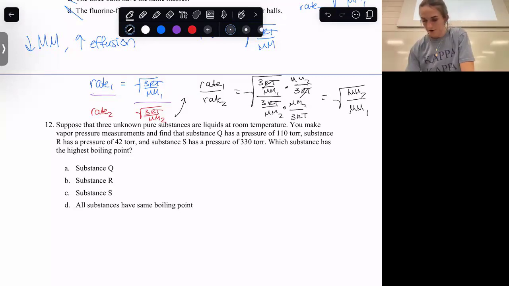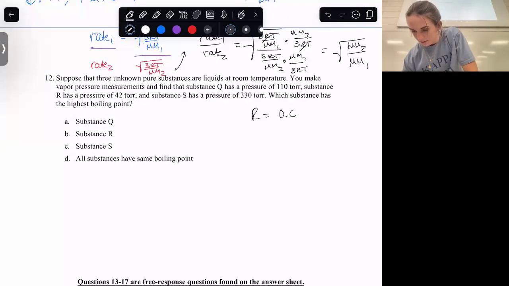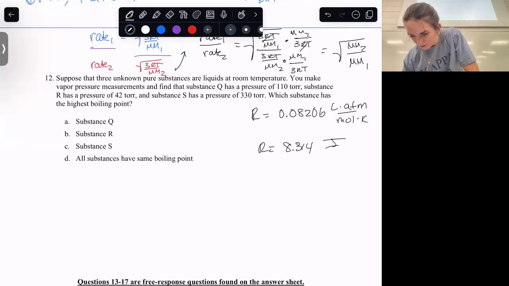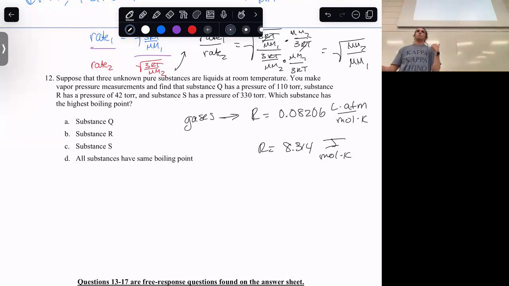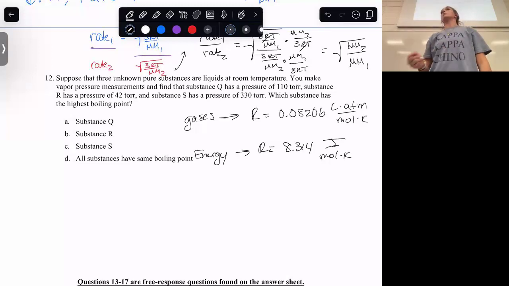So for R, you have 0.08206 L·atm over mol·K. And then R is also equal to 8.314 joules over mol·K. This smaller R is for your gases. Gases take up space, a volume, and they exert a pressure. So that's where your atm comes into play. Your joules is an energy, so this is all of your energy components. This is when we talk about light. So gases for small r, light for big R.